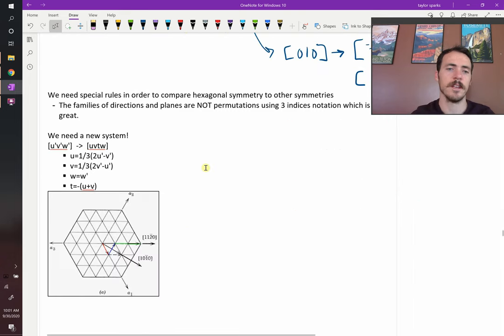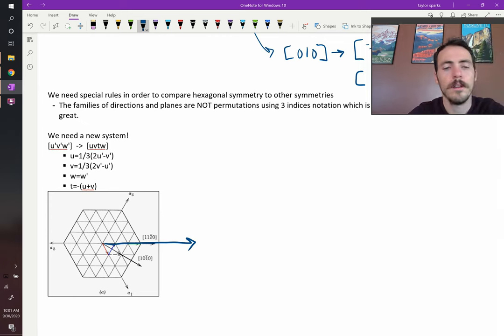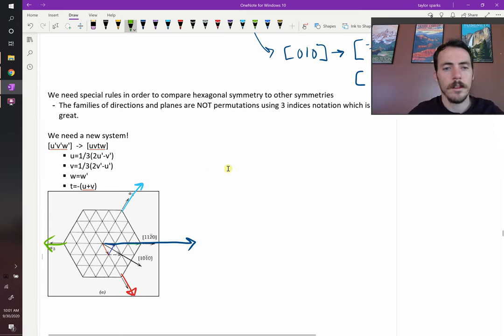It's actually kind of slick. Look at this one right here. Let's say that we are doing this direction right there. Well, in order to achieve that direction, you could achieve it by breaking it up into components along each of these other three directions. Here's direction A1, but there's also direction A2, and then direction A3. The Miller indices of that direction right there is 1, 1, 2 bar 0.